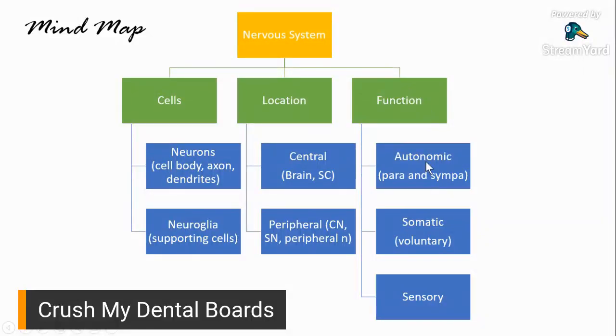So again, guys, this is a review. I'm going to try to explain things as fast as I can and as simple as I can. Based on function, the nervous system can be divided into autonomic, somatic, and sensory. So this is our main outline for this lecture and the next one.